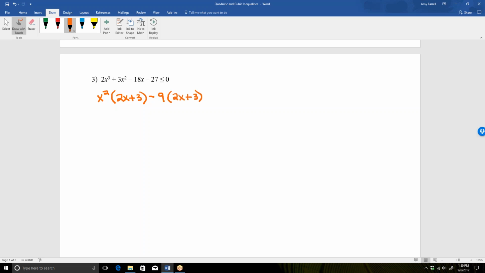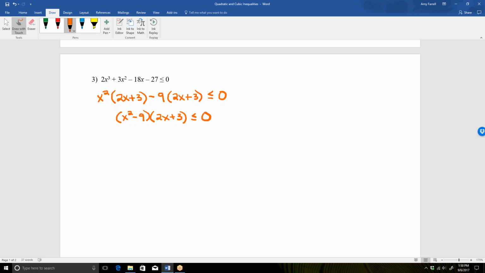because I want the same expression inside the parentheses. And so if I factor out a -9, I would also be left with 2x plus 3 again. It would be 2x plus 3, even though this is a -27, when you factor out a -9, it is going to change that sign and make it +3. Okay, then I've got two factors here, x squared minus 9 and 2x plus 3.